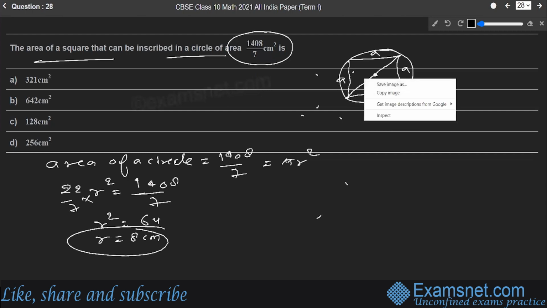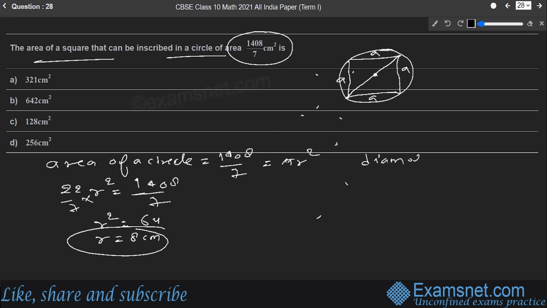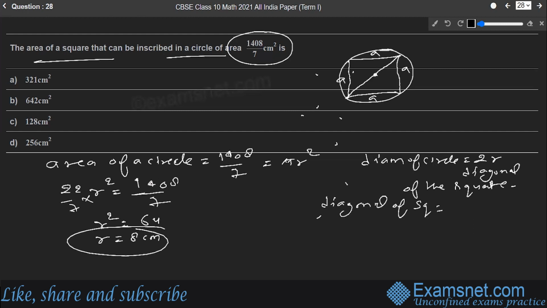So what is the diameter of the circle? It is nothing but 2r. That is the diameter of the circle, and it is the diagonal of the square. This is the situation. The diagonal of the square is nothing but the diameter of the circle. So 2r is the diagonal of the square. The diagonal of the square is 2 into 8, that is 16 centimeter. So the diagonal of the square comes out to be 16 centimeter.